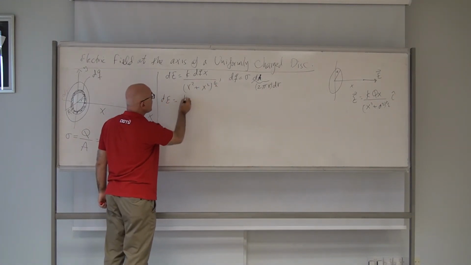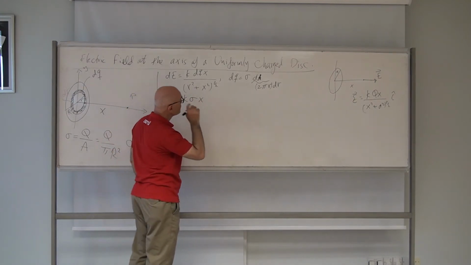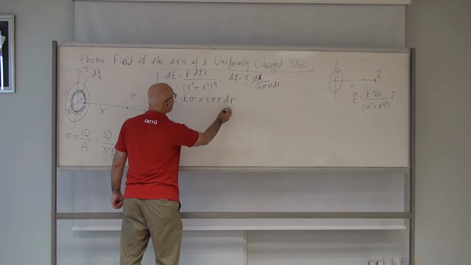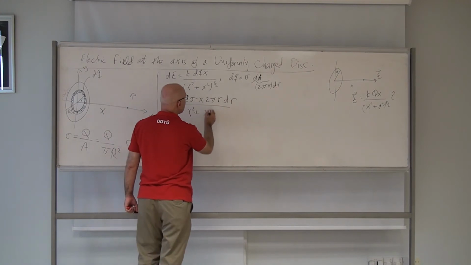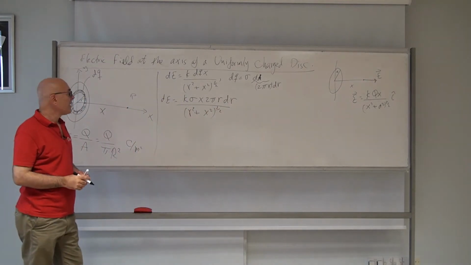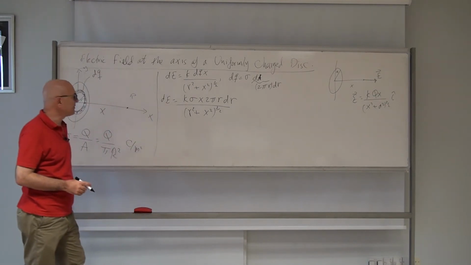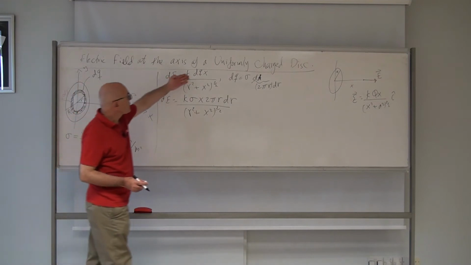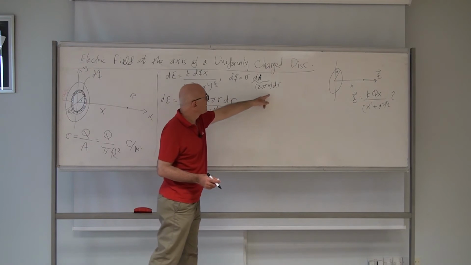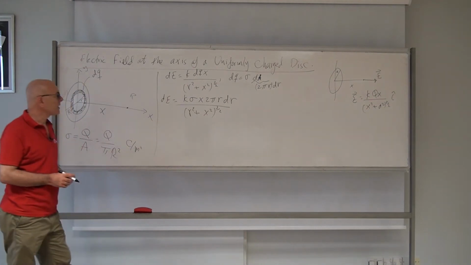And so therefore my dE in this case will be k sigma x 2 pi r dr divided by r square plus x square to the power 3 over 2. And this is the expression for dE, okay? After substituting for dq in terms of the charge density multiplied by the area element. So this is the expression.